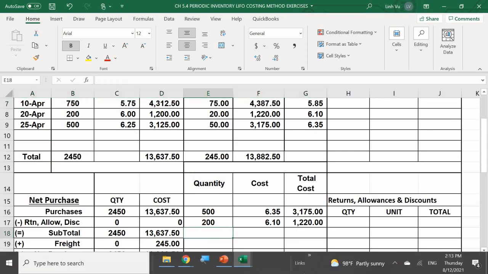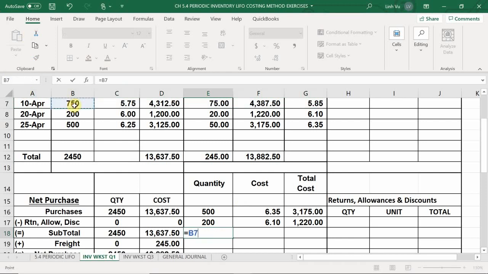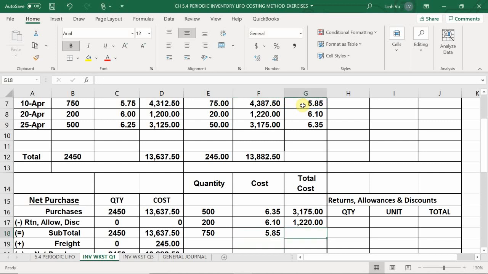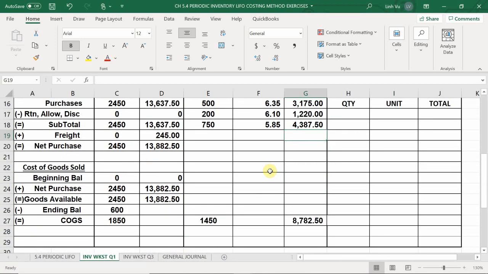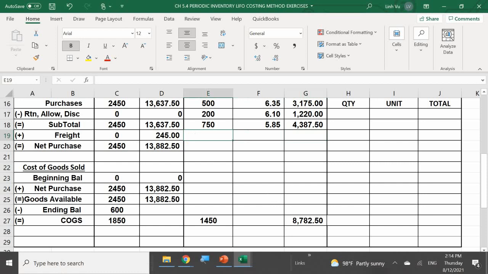In this case, I still have 1,100 left to sell, so I can get rid of that entire batch at $5.85, which I already know that whole entire cost is going to give me $4,387.50. Okay? So by adding that all up, I have a total of 1,450. I need to get to 1,850. So in this case, how many more do I need to sell?